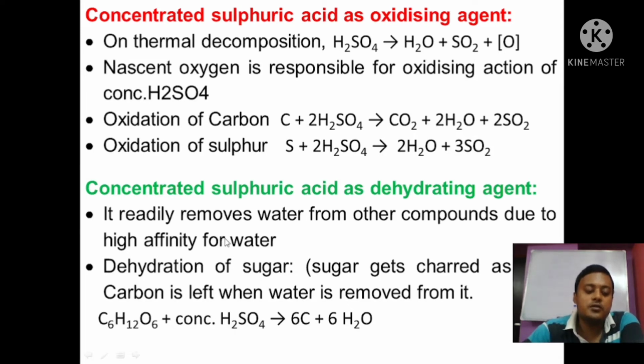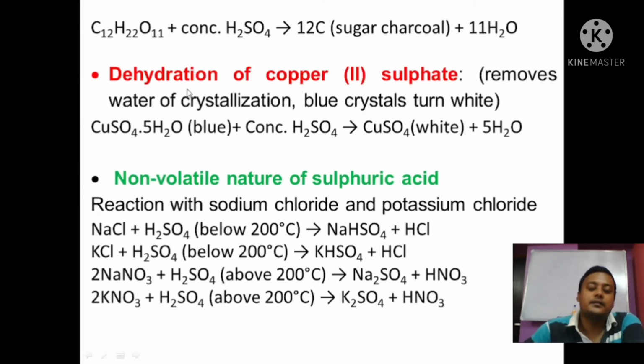C6H12O6, glucose, when it reacts with concentrated sulfuric acid, charring takes place. See, it converts into carbon and 6 water molecules are removed. Next, the dehydration of sugar. When we add concentrated sulfuric acid to sugar crystals, what happened? The formation of sugar charcoal takes place. That is also called charring.